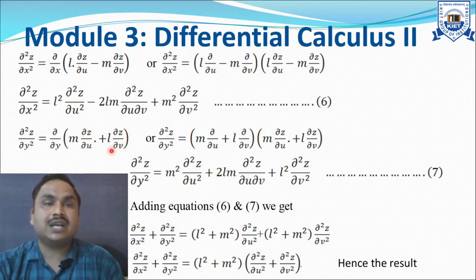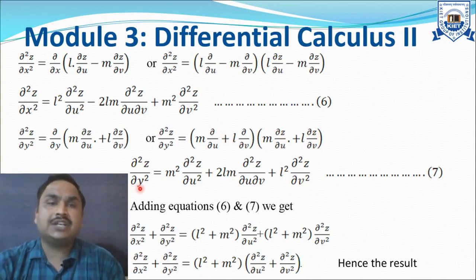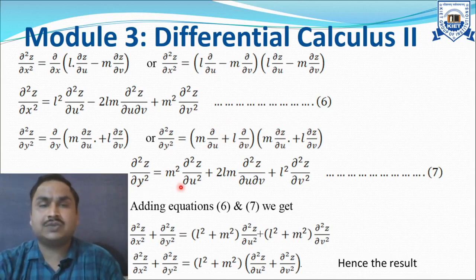Since in the RHS we have partial derivative with respect to u and v, we replace del over del y by its equivalent operator, such that del 2z over del y square equals m del over del u plus l del over del v into m del z over del u plus l del z over del v. Simplifying this also, as in the previous term, we get del 2z over del y square equals m square del 2z over del u square plus 2lm del 2z over del u del v plus l square del 2z over del v square.